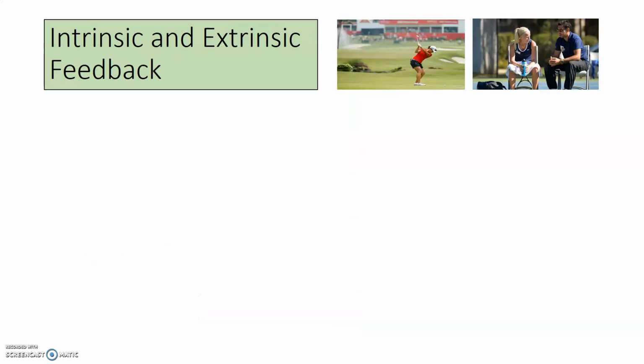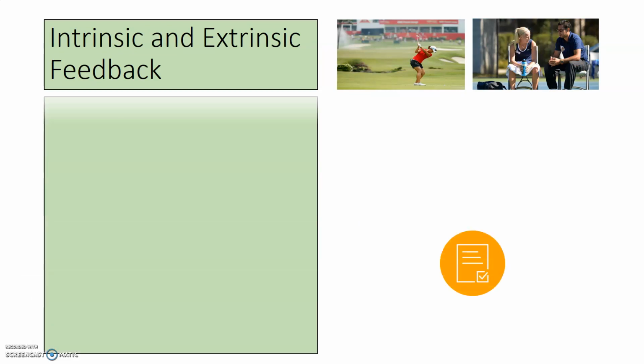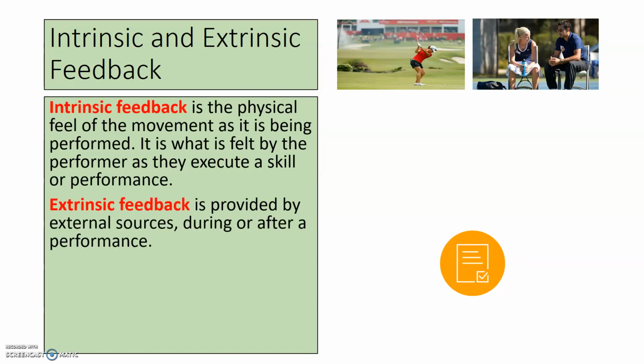Okay, so let's look at the first aspect in terms of the different types of feedback. We've got intrinsic and extrinsic feedback. Intrinsic feedback is where we physically feel the movement as we perform it. As we execute that skill or that performance, the performer can feel it. We're using our sensory information within us and around us to recognise how we feel internally, within the body, within our mind, when we perform that specific movement.